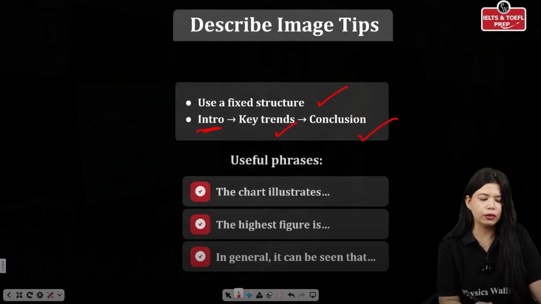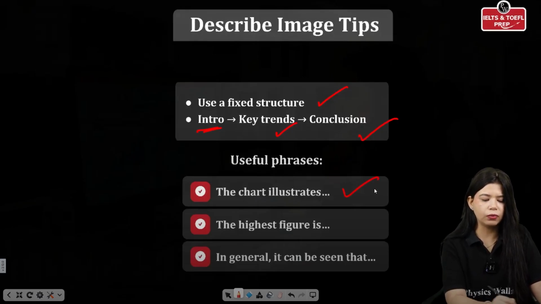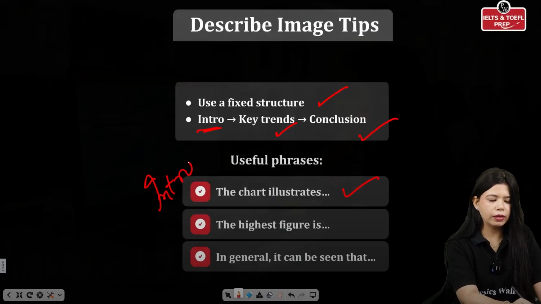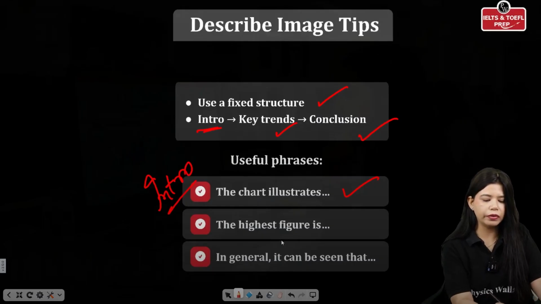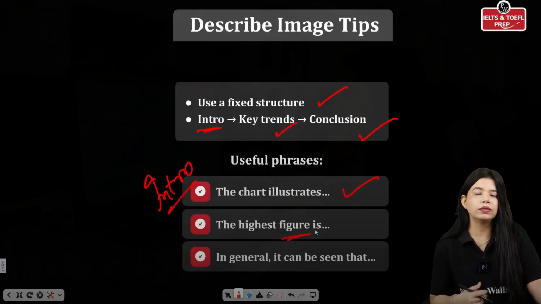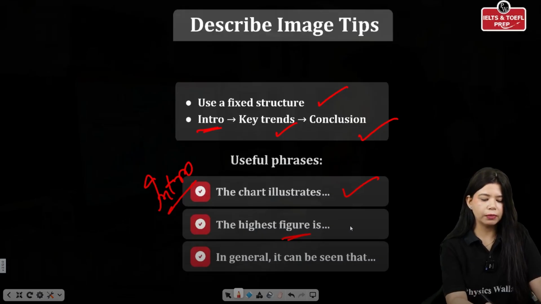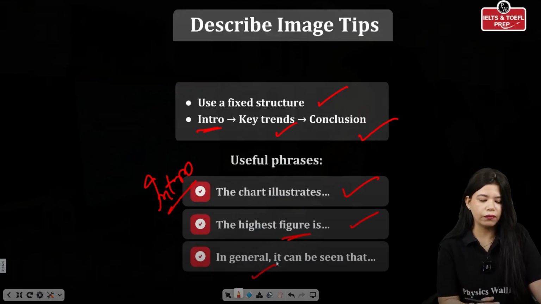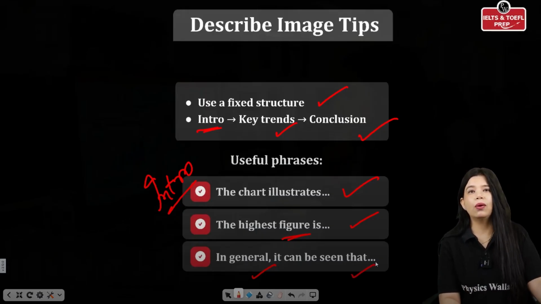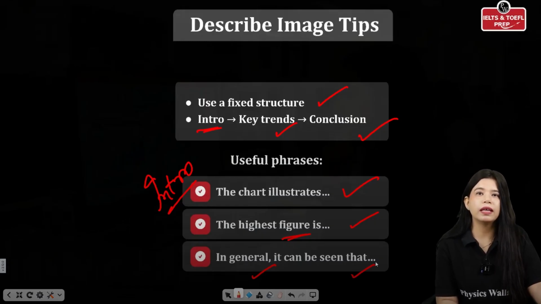Now these are some useful phrases. This is something that you can use in your introduction. You can simply say the chart illustrates, the chart depicts, and then for key trends include the highest figure is, the lowest figure is. So that's something for your main body. And for conclusion, you can use in general or to conclude, these kinds of phrases. So in general, it can be seen that. But yes, do not use a lot of memorized language because that will take your score down. It has to be a genuine and authentic answer.